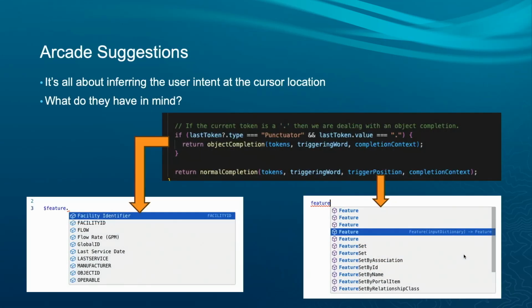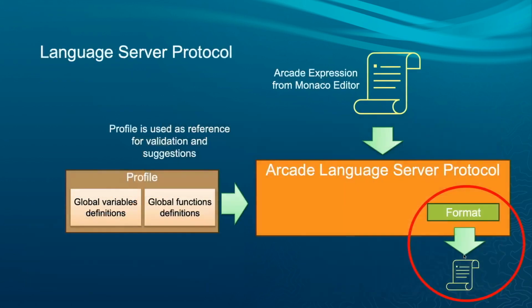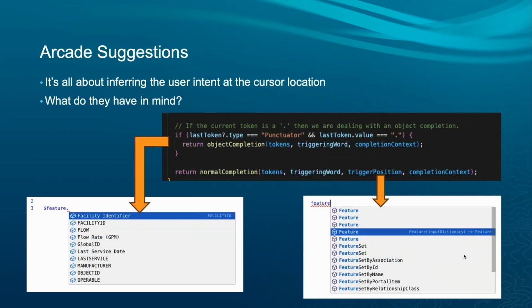I'm going to accelerate a little bit. The Arcade suggestion that you see here is a lot of logic for the scanner. We say, okay, what did the user type? Did they type a dot? Okay, so that's an object completion. If it's not a dot, we're probably going to try to provide variables, functions, and other things available at this point. So that's what you see here. I typed feature, and the suggestion provided this whole list of things that start with the word feature that are available in your language at that moment as functions.